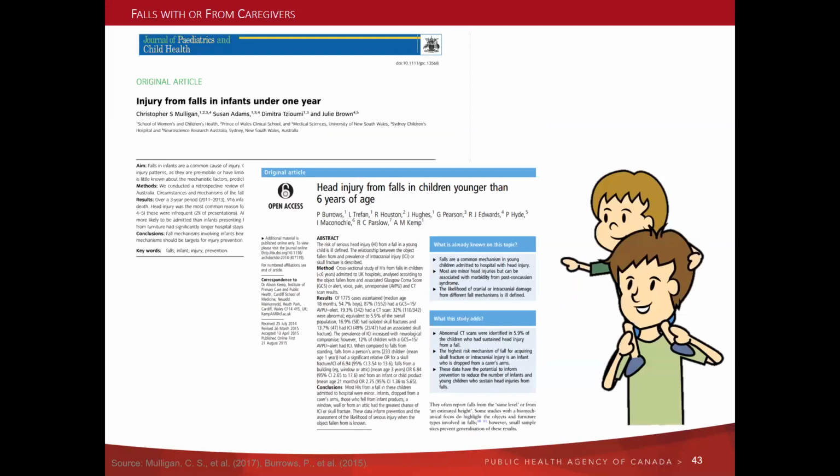And other studies have documented similar results. One study in Sydney, Australia found that falls from or with caregivers was the third leading cause of injury and the first leading cause of hospitalization among infants. Another study by Burrows et al. reports that falls from a parent's arms had the greatest proportion of abnormal CT scans.